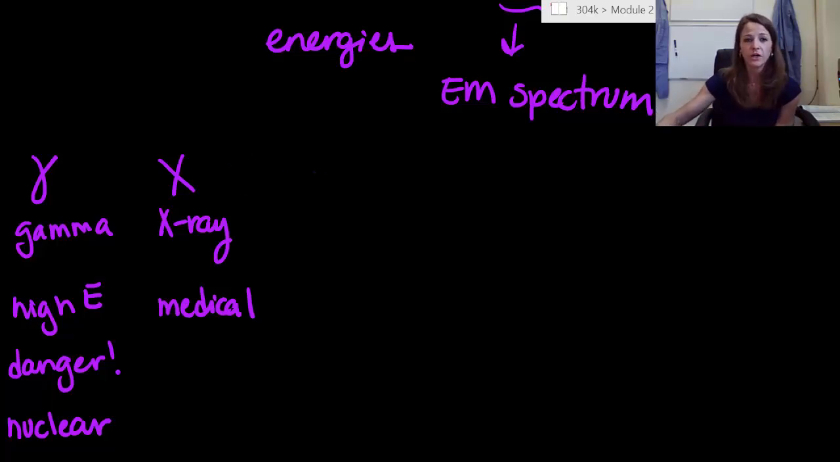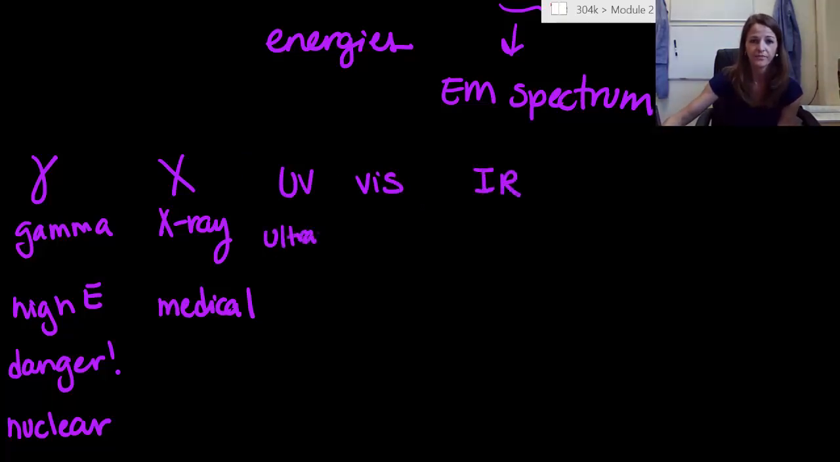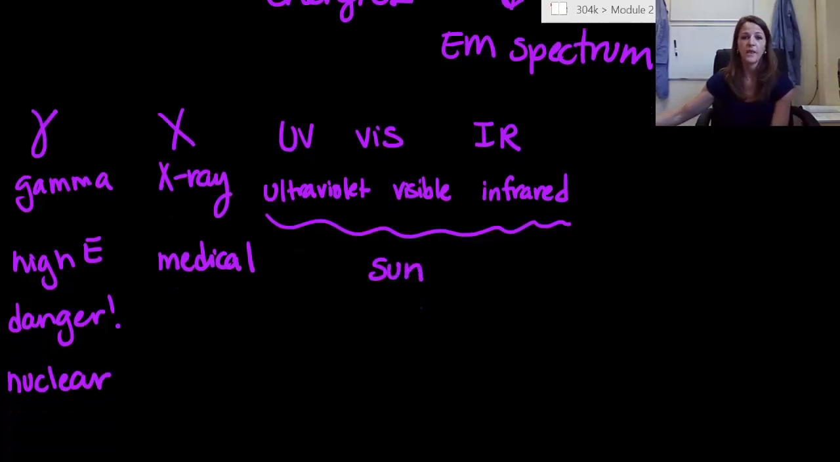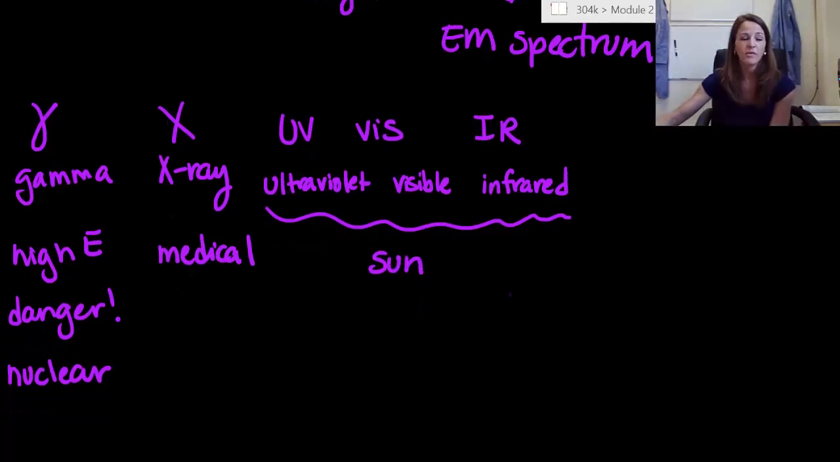Now the next three we're going to do in a group. We have UV, Vis, and IR. So let's break those apart: ultraviolet, visible, and IR, or infrared. The reason I did the three of these together is because all of these are what come directly from the sun. Now the IR, about 53% of the sun's energy comes in terms of IR.